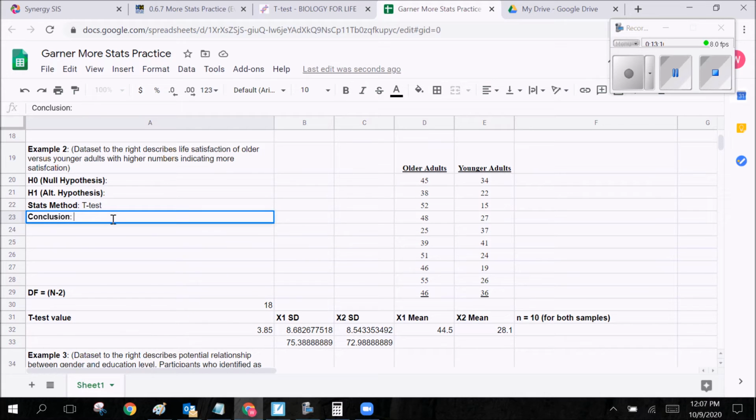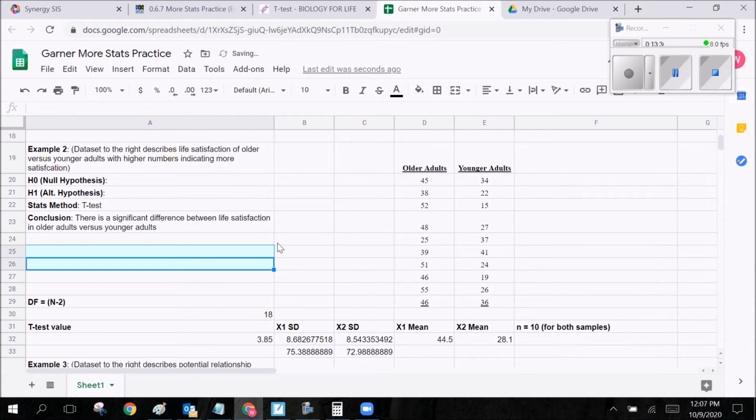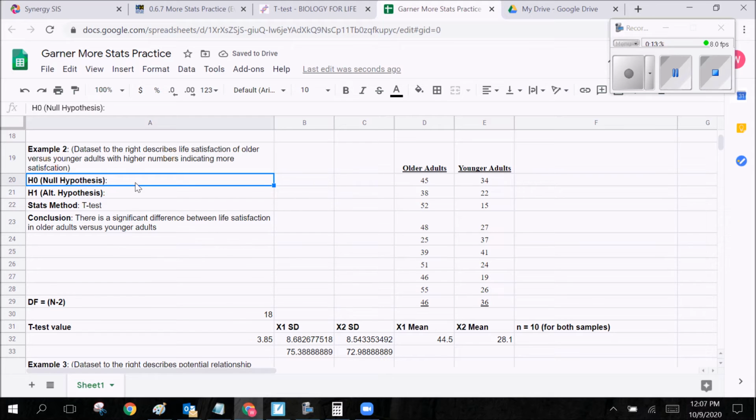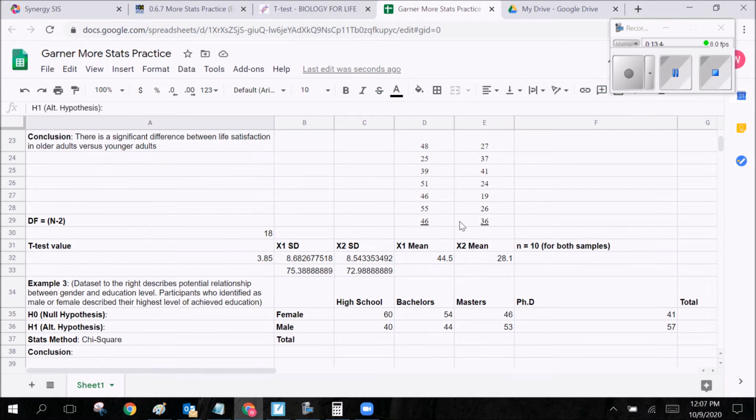So here in this case, I can say that there is a significant difference between life satisfaction in older adults versus younger adults, those youths, right? And so your null hypothesis would have been that there was no difference, your alternative was that there was, and you would have said something, so this supports your alternative hypothesis.